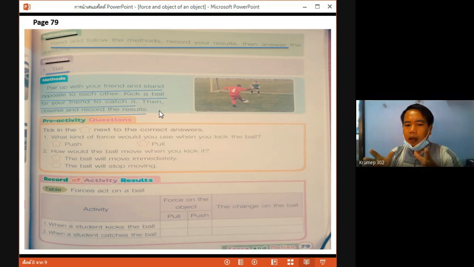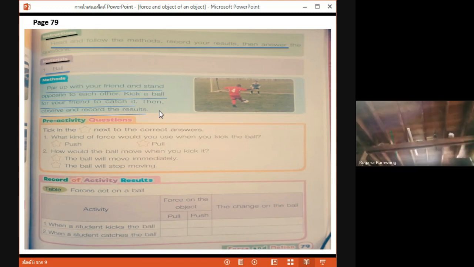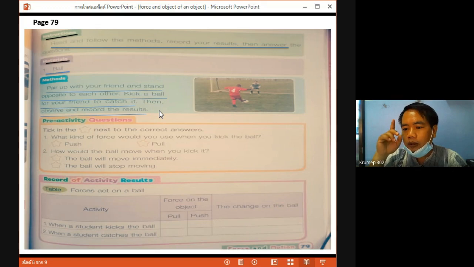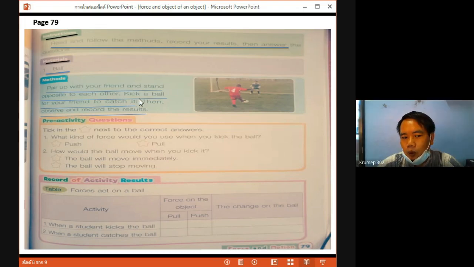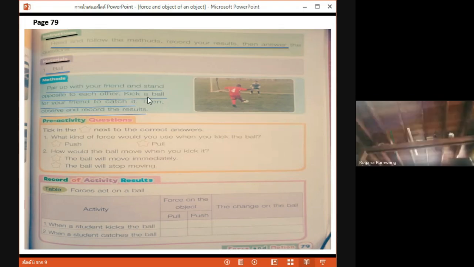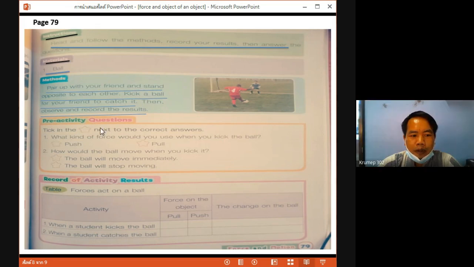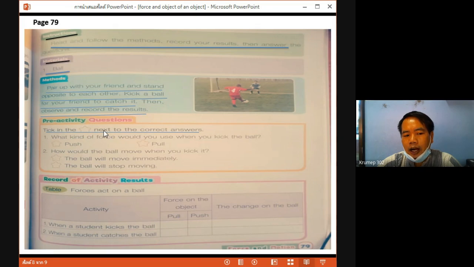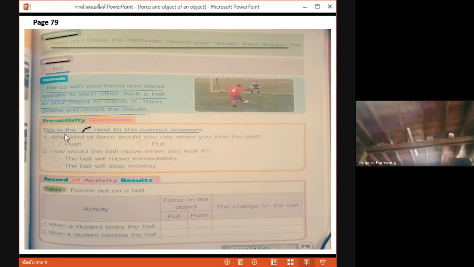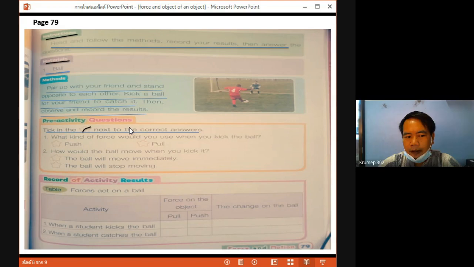If you kick the ball and your friend catches the ball, observe and think, what will happen? What is the result? Okay, so next, click on the star next to the correct answer. We are going to answer the question by checking the star.